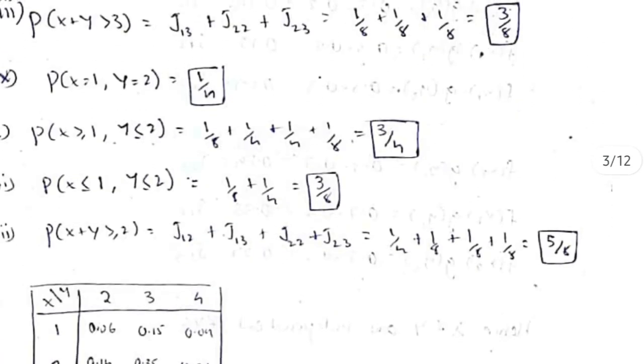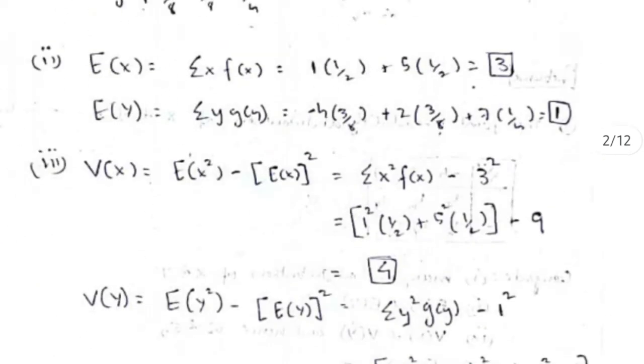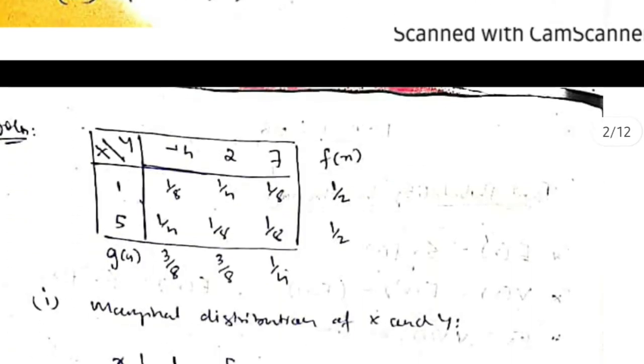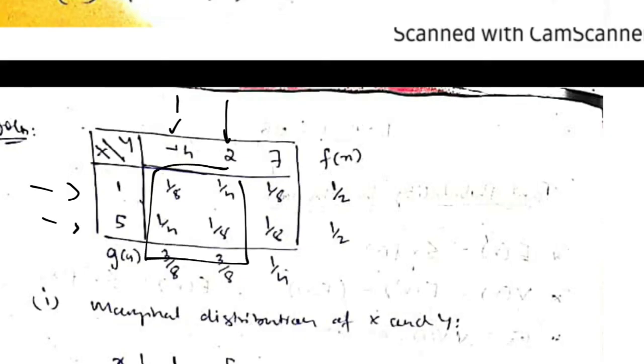Y is less than or equal to 2 means this is the y value which is less than or equal to 2. Okay, so these two rows are selected and these two columns are selected, which means all these 4 elements are selected, right? So what we will be doing is adding all these 4 elements.